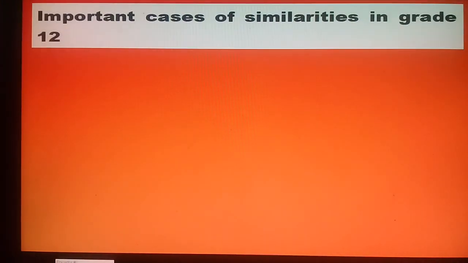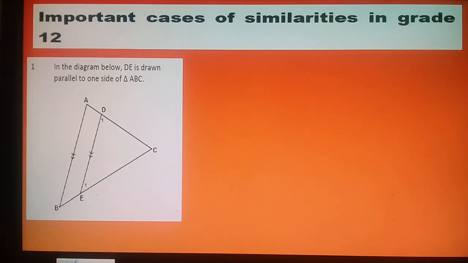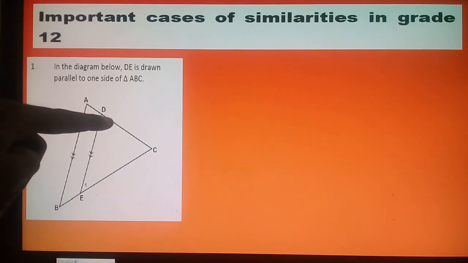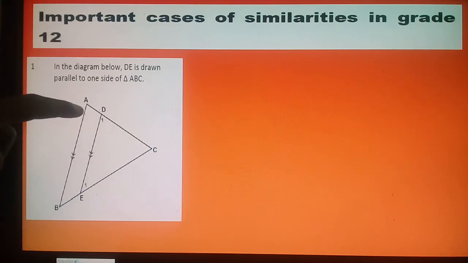Okay, now the important cases of similar triangles in grade 12. We have 6 important cases. Case number 1, which you discussed: triangle ABC is similar to triangle CDE. How? We have two parallel lines, and B equals E because they are corresponding angles. And A equals D, also corresponding angles. And we have C as a common angle.